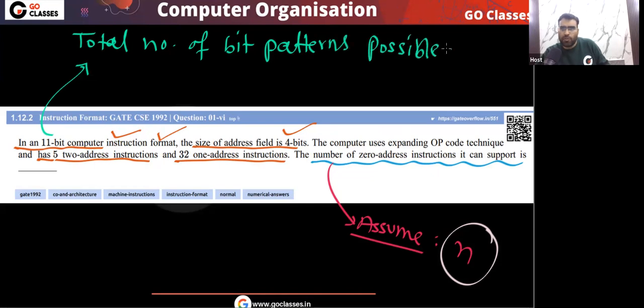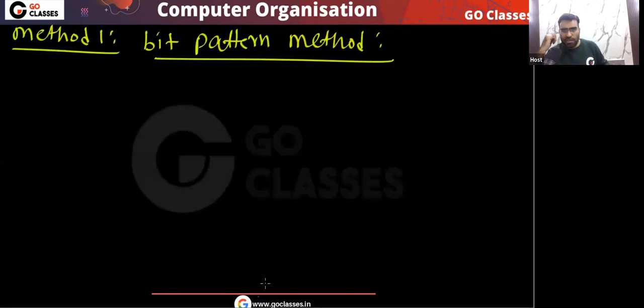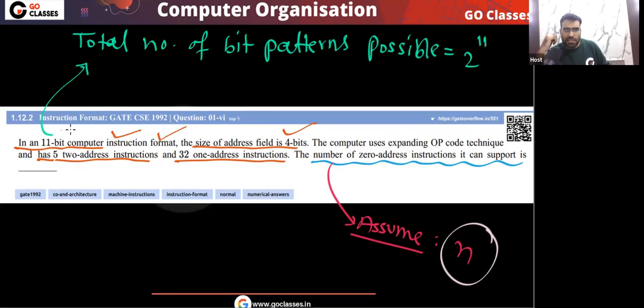Total number of bit patterns possible. That is 2 power 11. Yes or no? 2 power 11. These many bit patterns are possible. Remember, these many bit patterns are possible. Now you can see every instruction has 11 bits. Every instruction has 11 bits. So I can say these many bit patterns are possible.